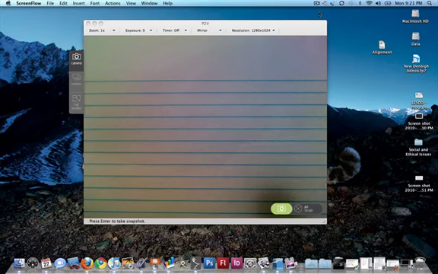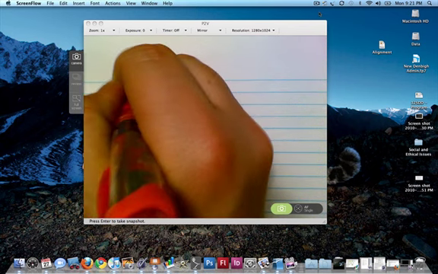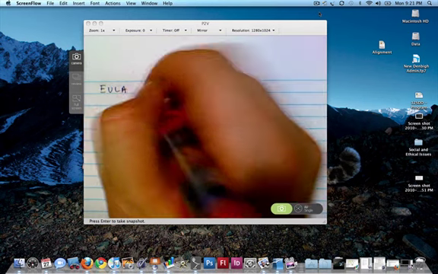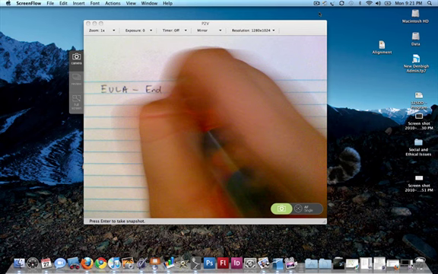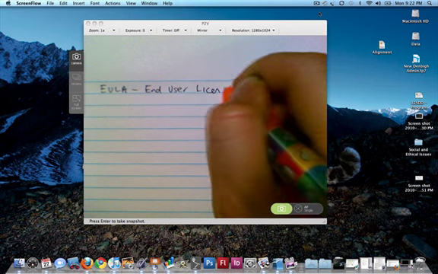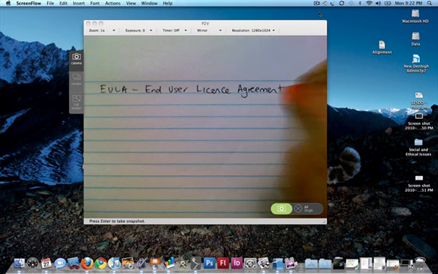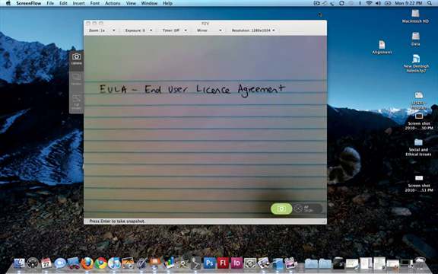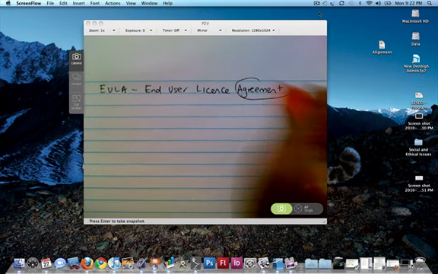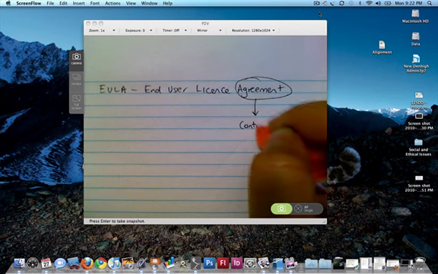What we're going to look at here is what actually is a license agreement. Now, a license agreement is often known as a EULA, and that stands for an end user license agreement. Now, the thing that I like to look at is the word agreement here. Another name for that is a contract.